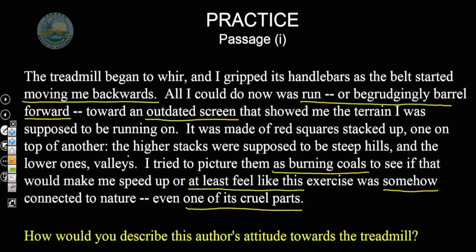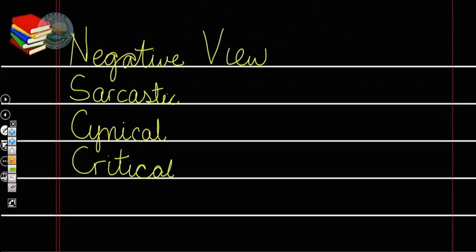If we go back to the passage, you're looking at these words: moving backwards, begrudgingly barrel forward, outdated screen, burning coals, feel like this exercise was somehow connected to nature when it's not, and even if it's one of the more cruel parts of nature. Everything here tells us this writer is not enjoying the experience on this treadmill.